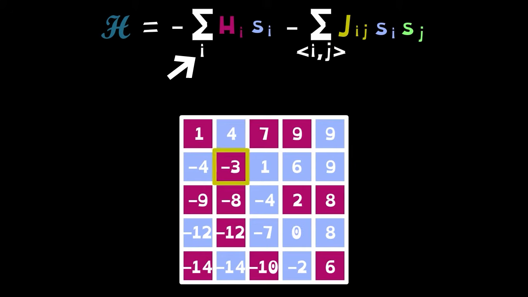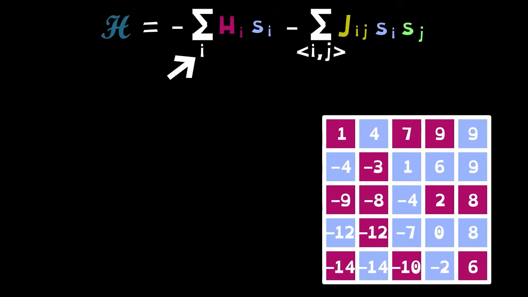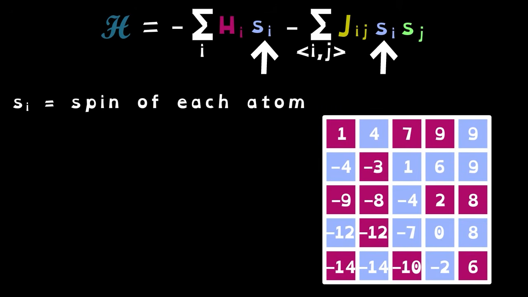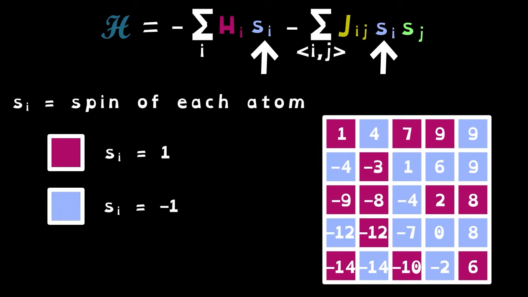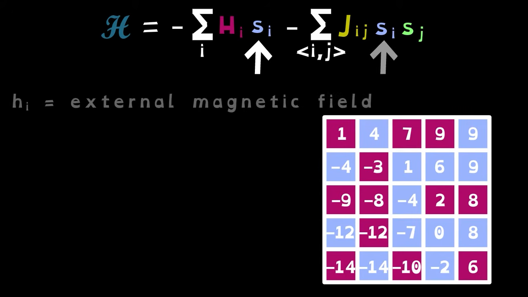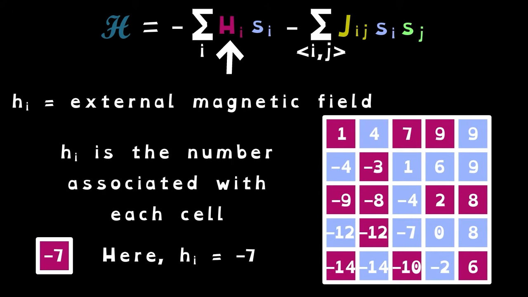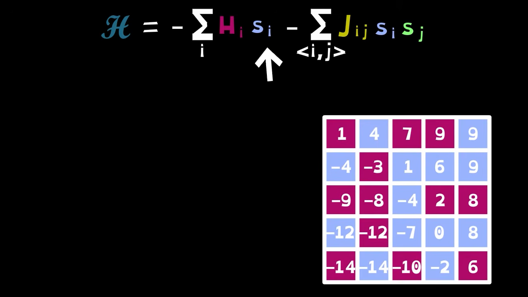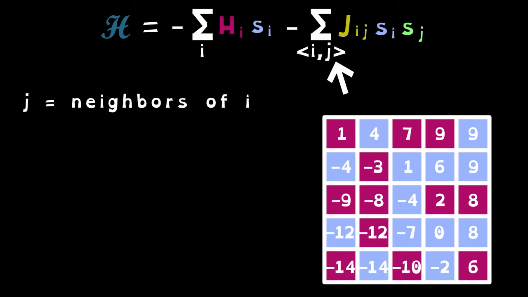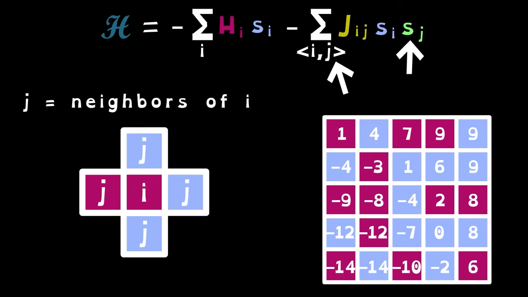Each i refers to one square of this lattice. S_i refers to the spin of each atom, either +1 for up or -1 for down. H_i refers to the external magnetic field. There are some versions where the magnetic field is constant for each site, but the version I'll be using is known as the Ising free energy model, where the magnetic field is unique to each site. Each j refers to neighboring atoms for i, with their own corresponding spins. In the case of a 2D lattice, there are 4 j's for each i.